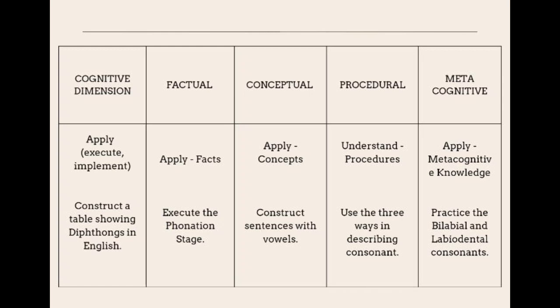So examples of bilabial consonants are B, P, M, W. Like for example, by, pie, my, wool. While the labiodental is lip and teeth. Examples are the letters F and V. Feel, veal.